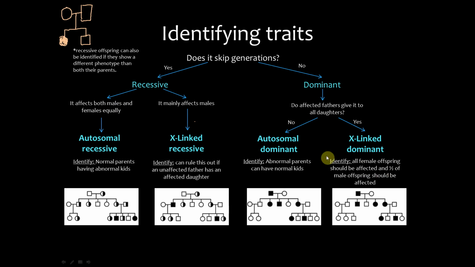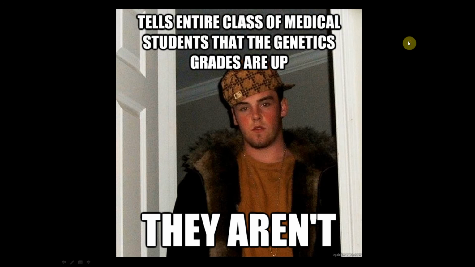And then here, if it's X-linked dominant, you can identify it if all female offspring are affected, if affected fathers, and half of the male offspring are affected. Okay, so this is a quick and easy table. What I would do is go through, write down this table yourself, and then prove it to yourself by doing some practice problems, which we are going to do right now.